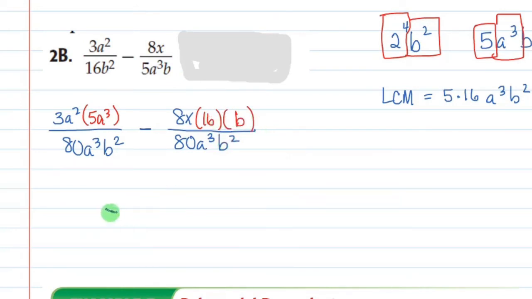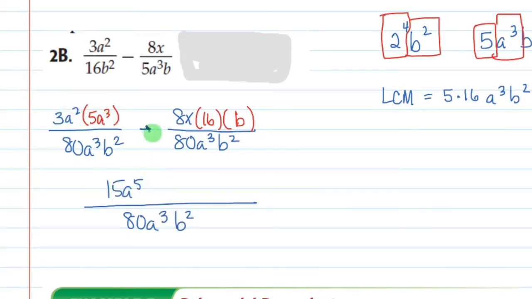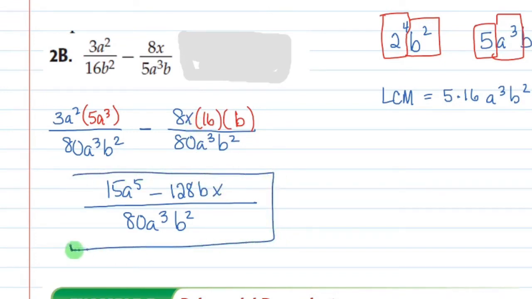So now I can make one big fraction, 80 a to the third b squared. This right here is 15 a to the 5th minus, and this right here is 8 times 16, which is 128, bx. These are not like terms on the top, so I cannot add them, so just box your answer.